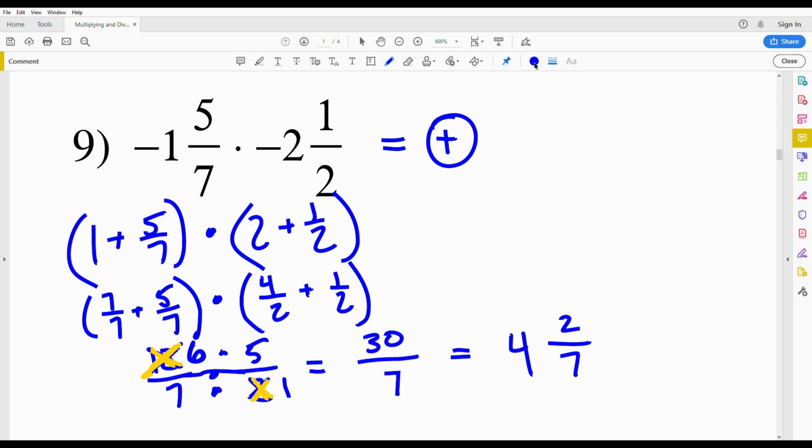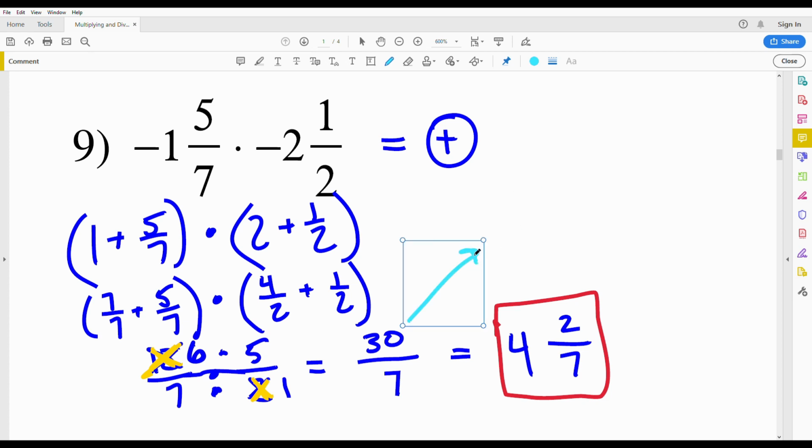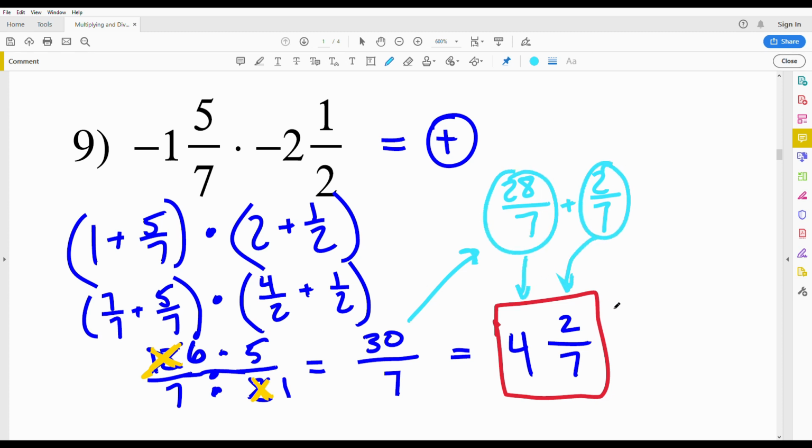So 4 and 2 sevenths is our solution in number 9. And again, if you want to see this in a different light, let's look at 30 sevenths. 30 sevenths, I'm going to write as 28 over 7 plus 2 over 7, right? 28 plus 2 is still 30, and if I'm adding over a common denominator, my denominator is still 7. 28 divided by 7, that's going to be my 4. 2 over 7, 2 sevenths. That's just another way to look at this.